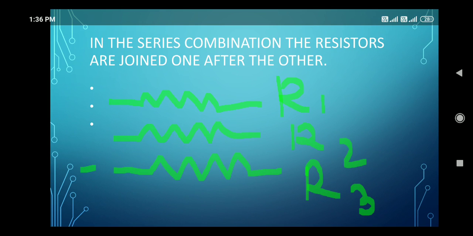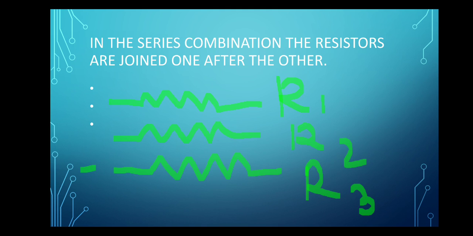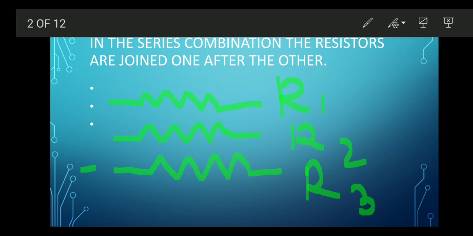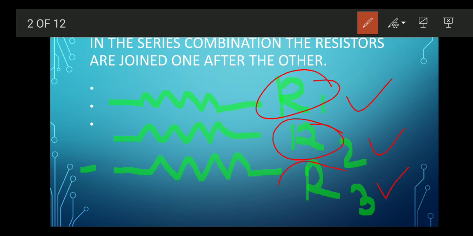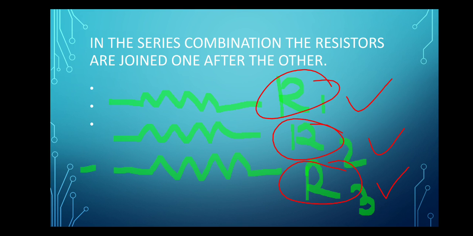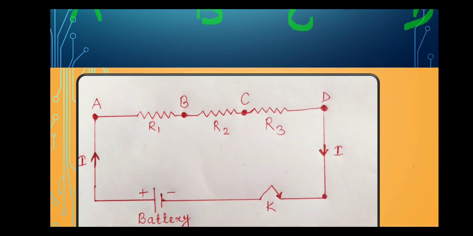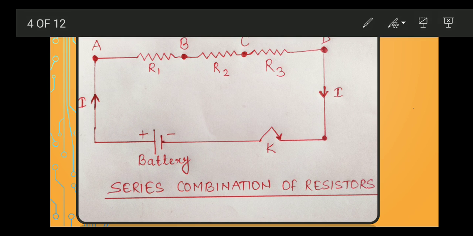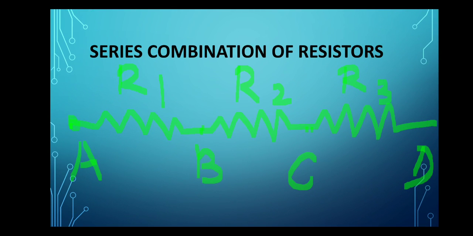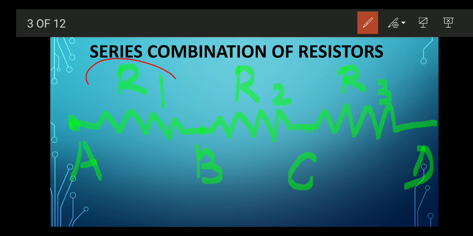In the series combination, the resistors are joined one after the other. Suppose, children, there are three resistors R1, R2 and R3. Then in series combination, the three resistors are connected end to end, one after the other. Let's see how. Now you can see this place, children. There are three resistors: resistor R1, resistor R2 and resistor R3.